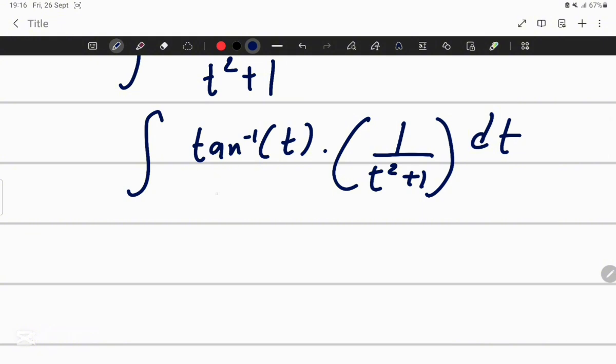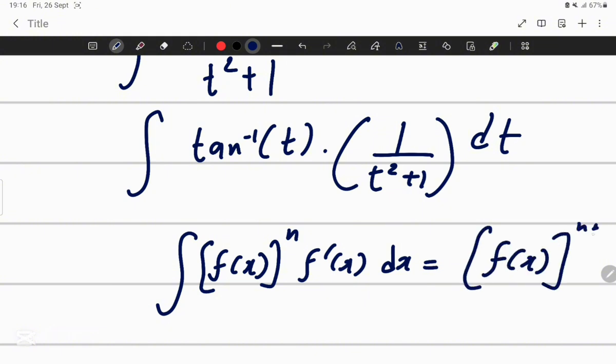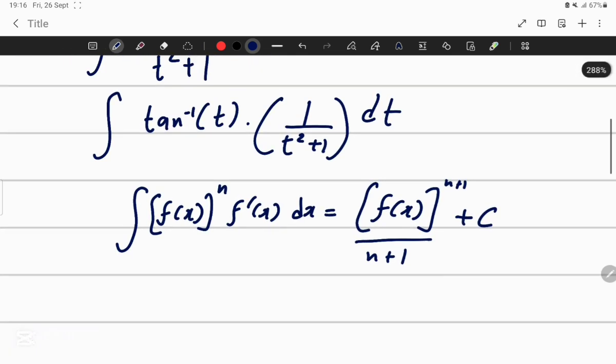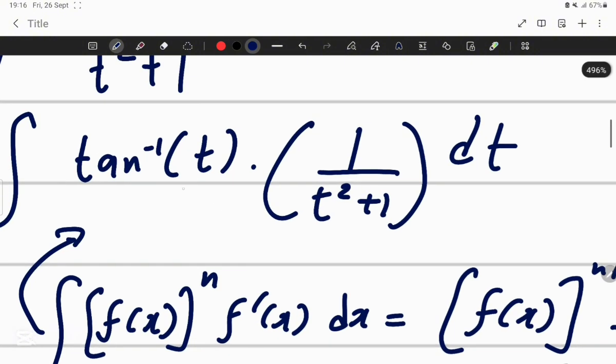This is like this, right? Let's say f(x)^n times f'(x). This is equal to what? This equals f(x)^(n+1) over n+1 plus c, right? This is a theorem, so I'm going to use that here. Differentiation of tan inverse t is 1 over t square plus 1, right?